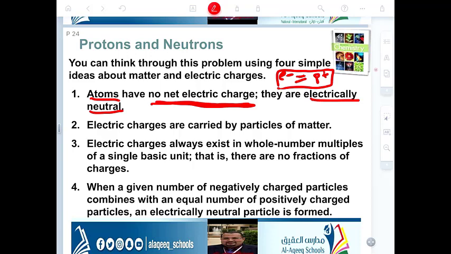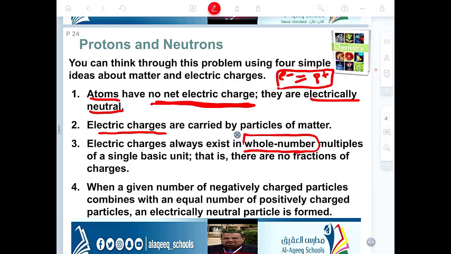Electric charges are carried by particles of matter, like the oil I explained, for example. Electric charges always exist as whole numbers. We cannot find half an electron or half a negative charge, or a quarter positive, nothing like this. It must be a whole number, no fraction of charges.